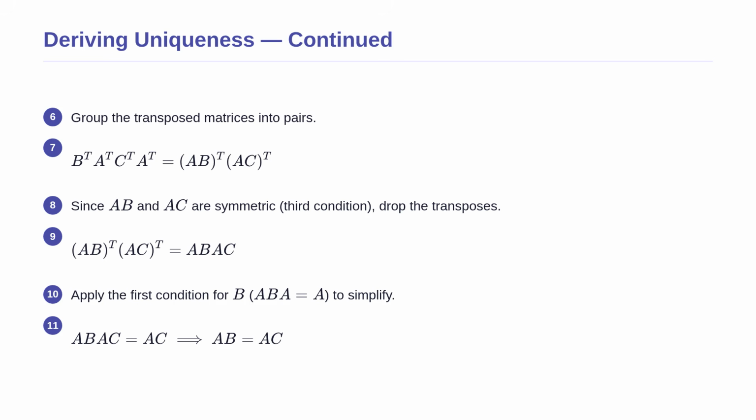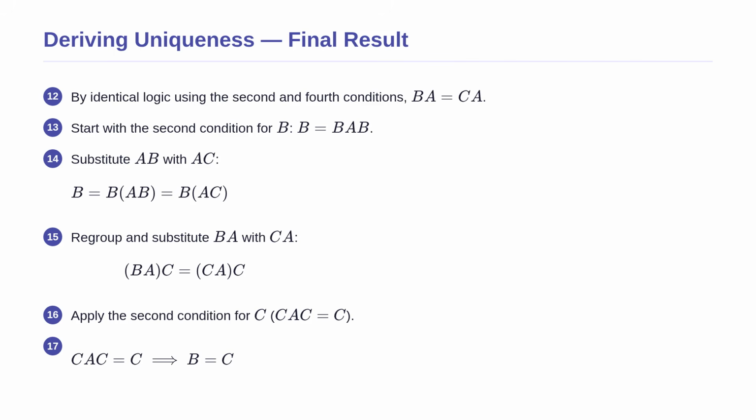Finally, we look at the first three terms. According to the first condition for B, A times B times A simply equals A. So the whole expression collapses, proving that A times B equals A times C. We are now ready for the final result. By following the exact same logical steps with the other conditions, we can also prove that B times A equals C times A. Now for the final strike.